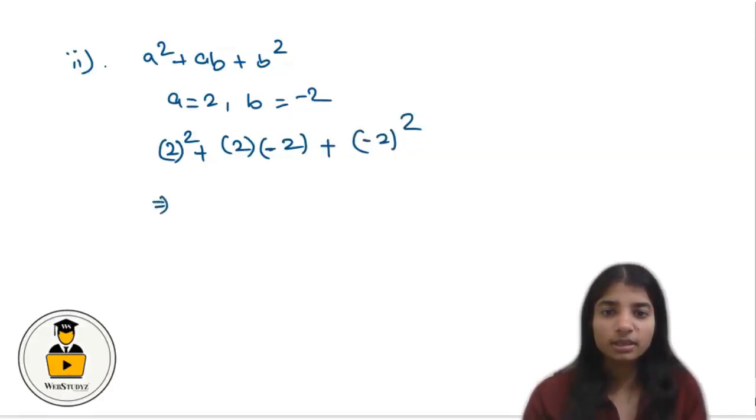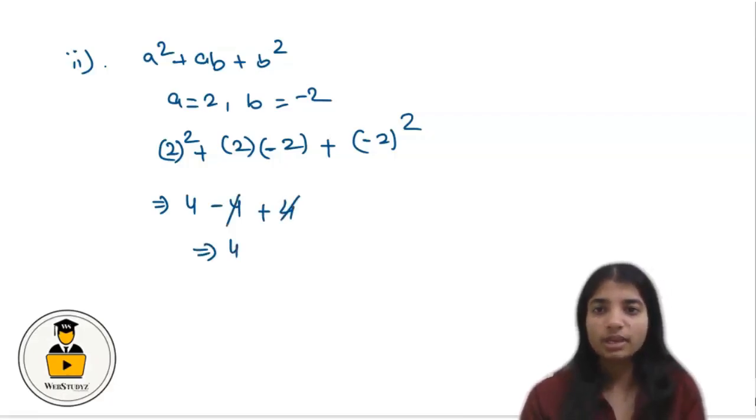Square of 2 is 4, plus 2 multiplied by minus 2 is minus 4, plus the square of minus 2 is 4. So this 4 and this 4 cancel, and we are only left with 4. So we can say that the answer to this part is 4. So this is the answer to part B.